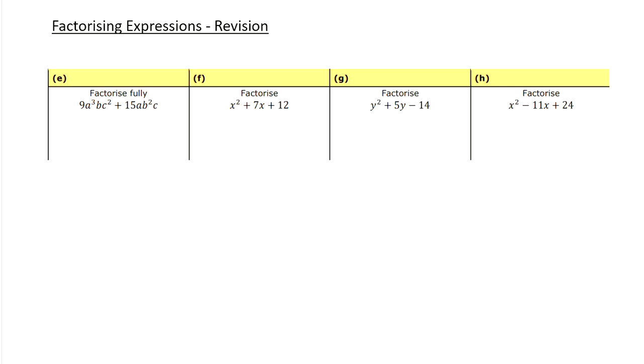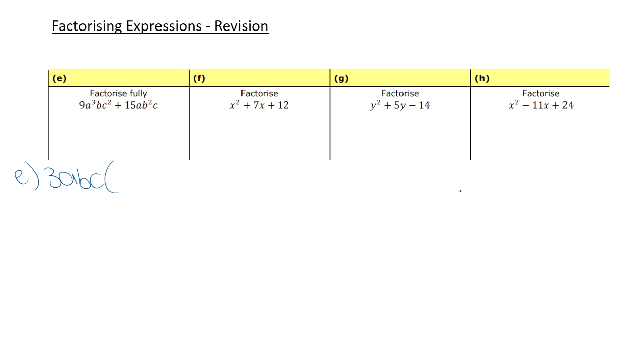Okay, so another question. So this time we have more terms. So we have a 9 and 15. Well, 3 is going to be the highest common factor. We have an a cubed and we have an a. So a is going to be common to both. We have a b and a b squared. So just one b is common to both. We have a c squared and c. So only c is common to both.